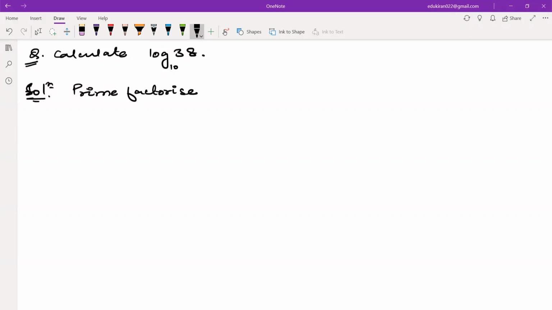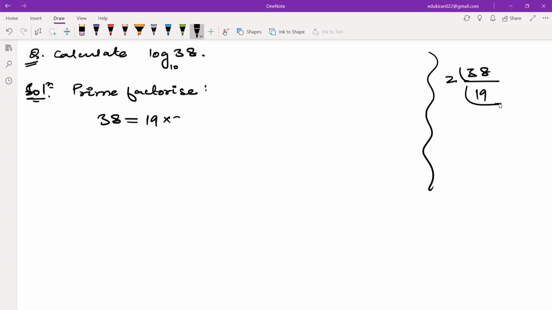This may seem lengthy because this is the starting, because it's the first time that you are learning log. So prime factorization. You will make a column like this. 38 divided by 2, 19, right? So 19 and 2, both of these are prime factors. So I can write 38 as 19 into 2. Now, you can say that I can write log of 38 is equal to log of 19 plus log of 2.